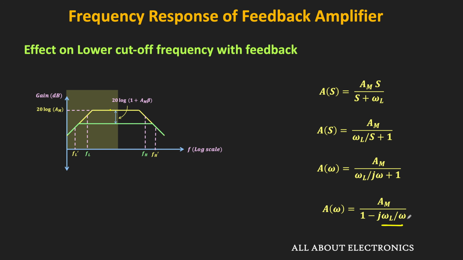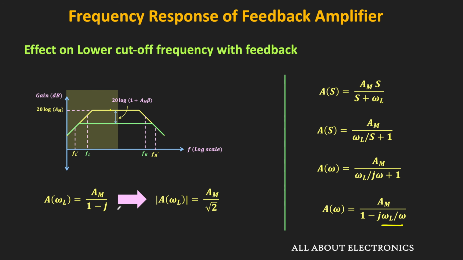And whenever omega is equal to omega L, then in that condition, the expression can be written as Am divided by 1 minus j. And if we just consider the magnitude, then that is equal to Am divided by root 2. That means at the lower cutoff frequency, the amplitude of this expression will reduce by a factor of root 2, or in decibels, it will reduce by 3 dB. So we can say that indeed this expression represents the response of the high pass filter.